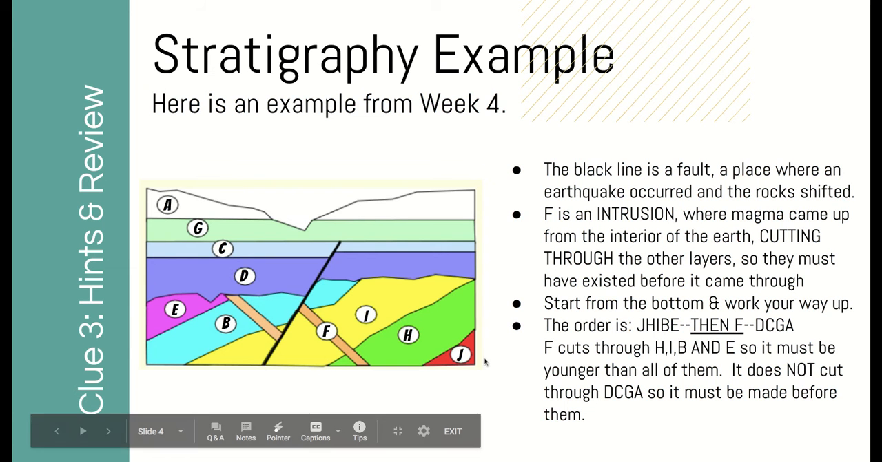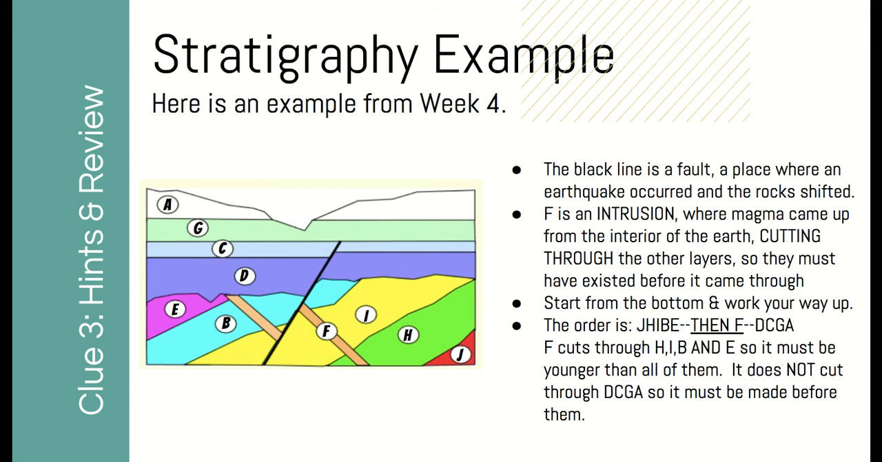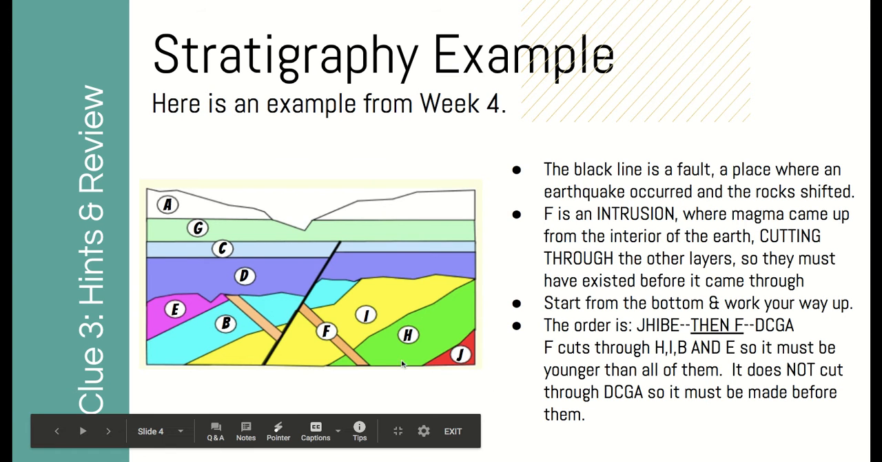So you want to start at the bottom and work your way up. So J is going to be your absolute oldest. You can tell that because all the other layers are stacked on top of it. Yes, these layers are diagonal, but remember that these layers were originally laid down horizontally, which means that J would be your bottom layer. H would form on top of that, I would form on top of that, and then B, and then E. And then F is a cross-cutting layer that cuts through H, I, B, and E.